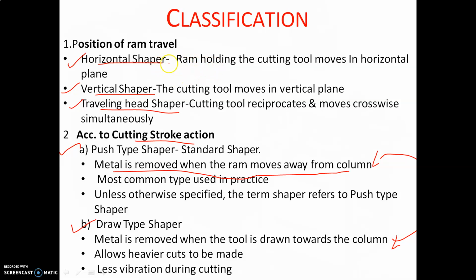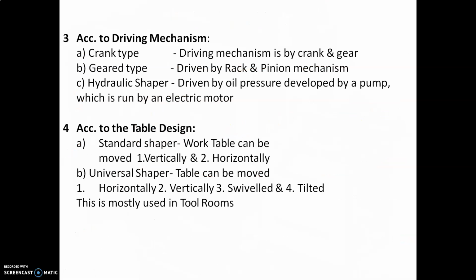In a horizontal shaper, the ram holding the cutting tool moves horizontally. If the cutting tool moves vertically, it is called a vertical shaper. In a traveling head shaper, the cutting tool reciprocates and moves crosswise simultaneously. According to the driving mechanism, the shaper can be classified as crank and slotted lever type, gear type and hydraulic shaper. Crank type is driven by a crank and lever mechanism, gear type uses rack and pinion, and hydraulic shaper uses oil pressure from a pump.